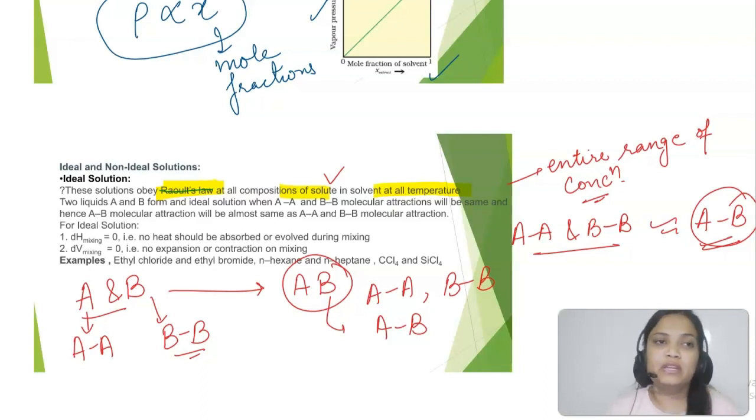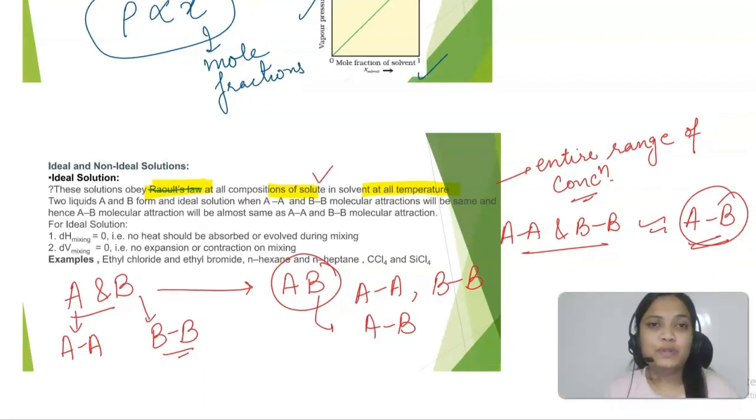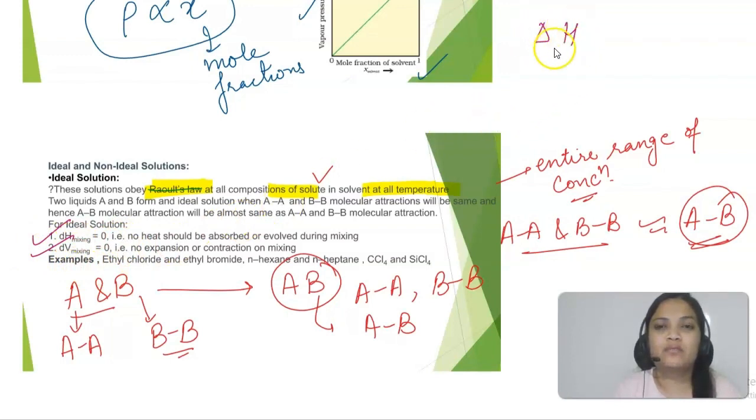Now the second point is, you have to remember two things: delta H mixing is 0 and delta V mixing is 0. Now what is this delta H mixing and delta V mixing? These two terms are 0. Very important. This can be asked in your exam also.